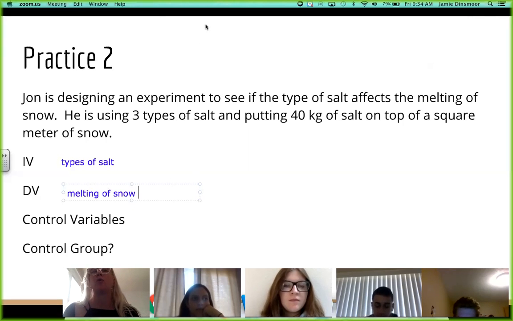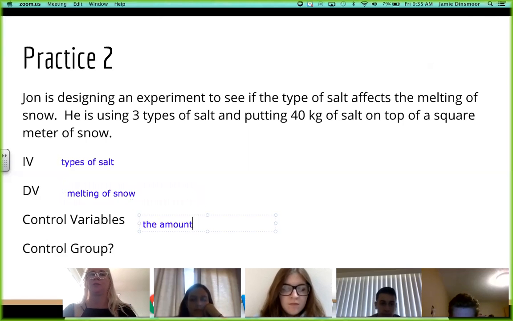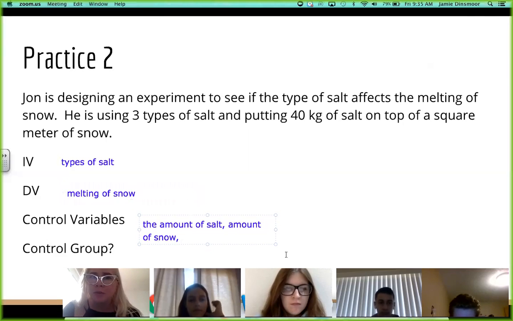Okay, and then control variables here. What would John need to keep the same? Yeah, the amount of salt, the amount of snow. Excellent. Destiny gave specific numbers here, 10 kilograms of each, or 40 kilograms of each. And for some reason I have a spot on my computer right there. Here we go. And a square meter of snow.